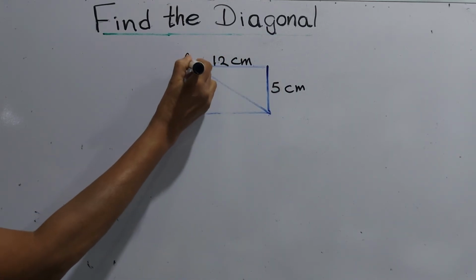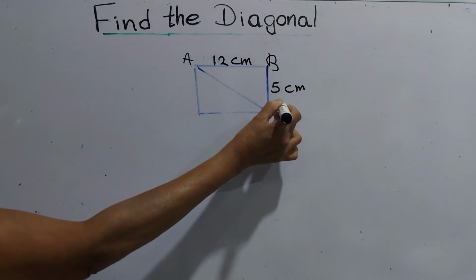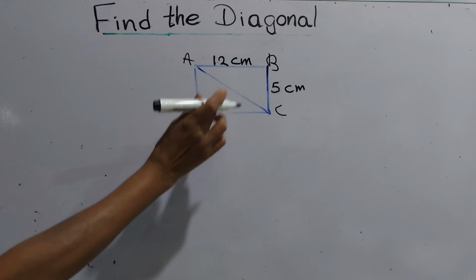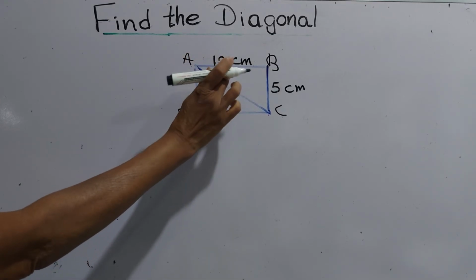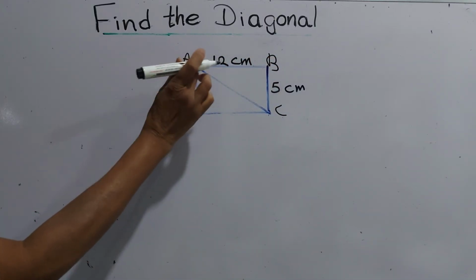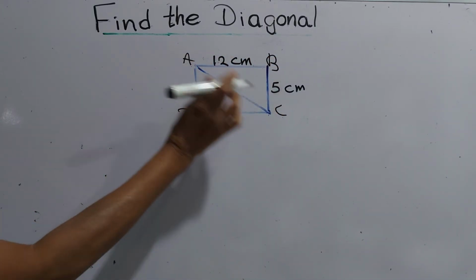We will name it A, B, C, D. This is the rectangle, ABCD rectangle. We know the length is 12 centimeters, width is 5 centimeters. We are going to find the length of AC, that is the diagonal.